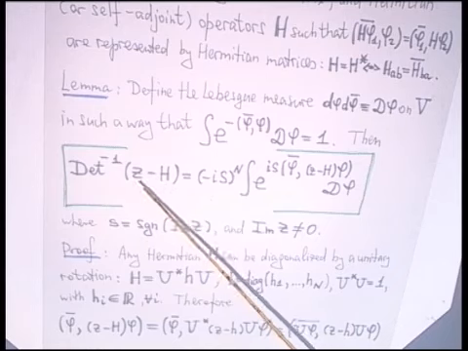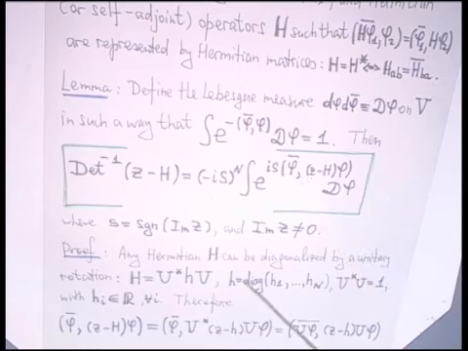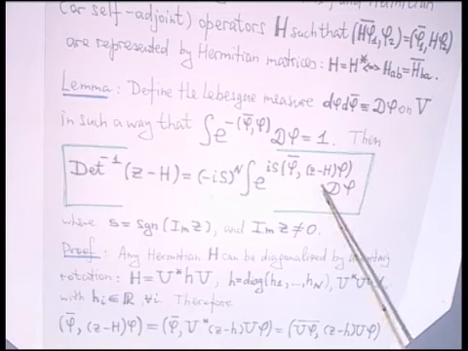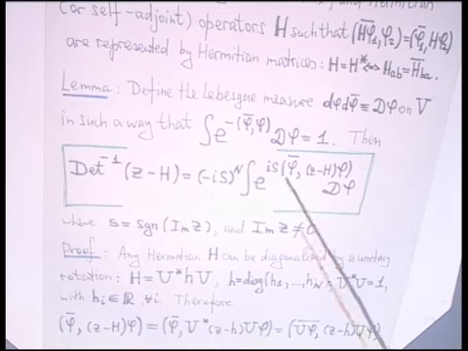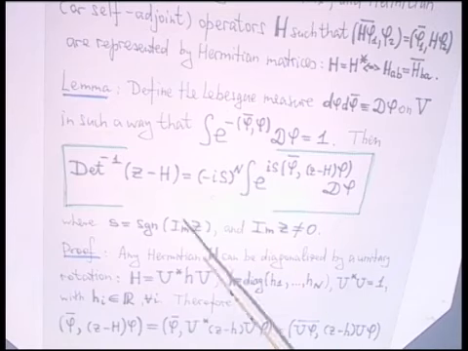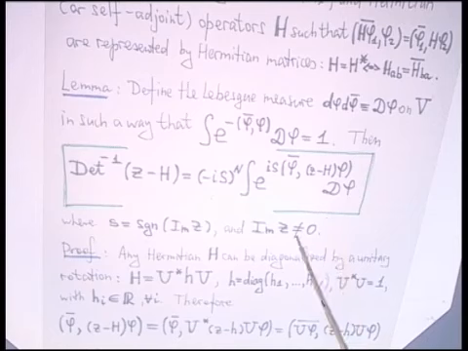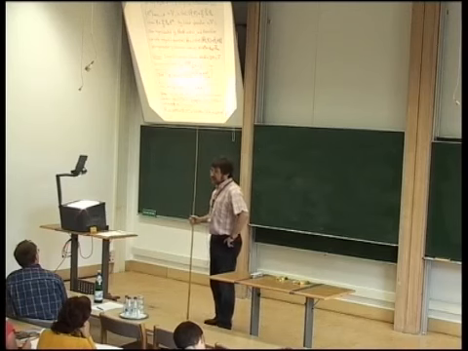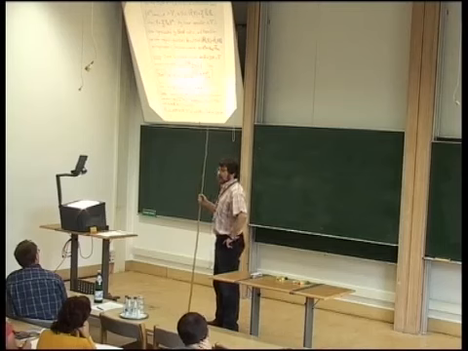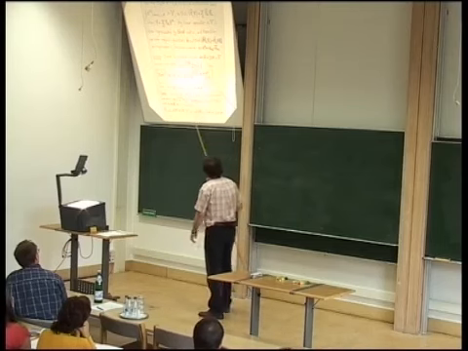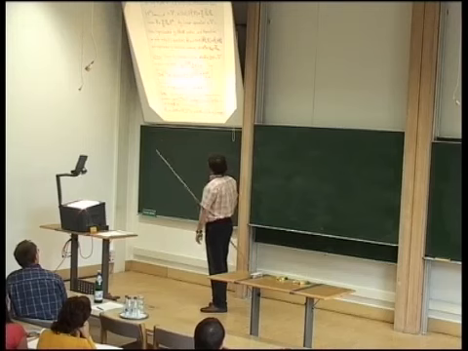So the inverse determinant of Z minus H is equal to the following integral, and an important parameter in this integral is S, which is the sign of the imaginary part of the complex parameter Z, which we always assume in such expressions to be non-zero. So if this is non-zero, therefore its sign is either plus or minus 1, and this is denoted as S. So how to prove this formula?